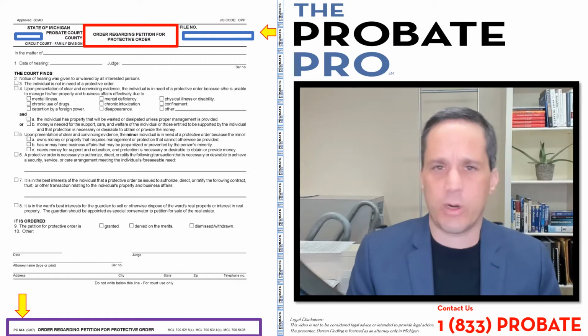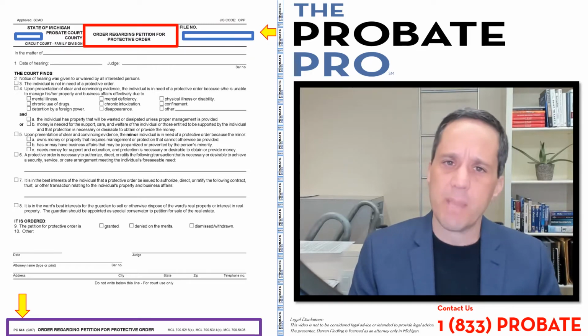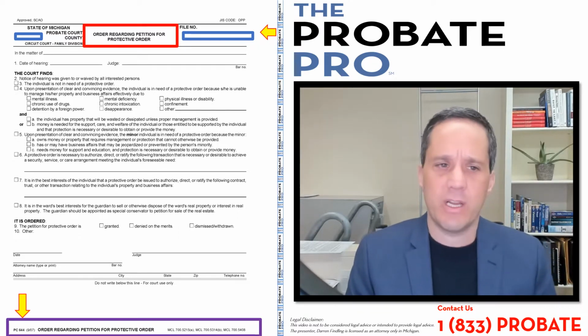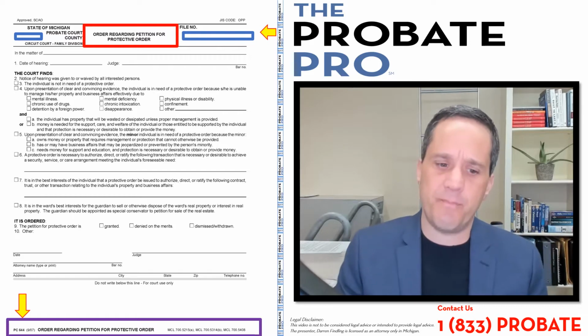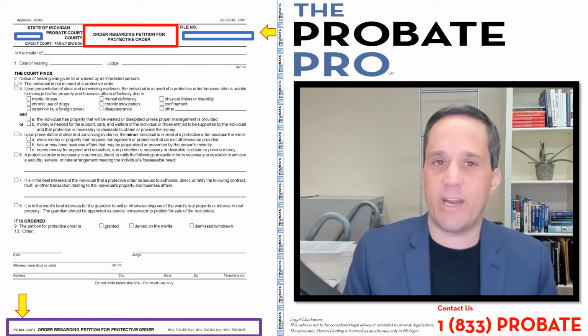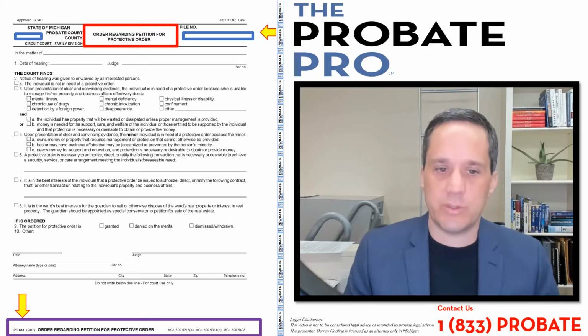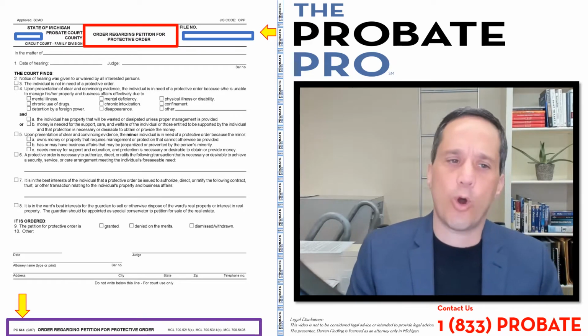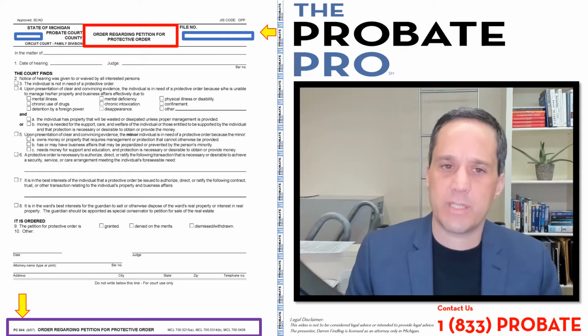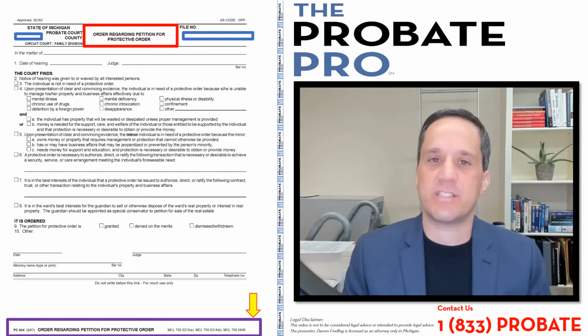SCAO for State Court Administrative Office, PC for Probate Court. This form is a particular form used in a very narrow context, and we're going to explain when it's used and how it's used. With all of these SCAO forms, they are created by various statutes and court rules.